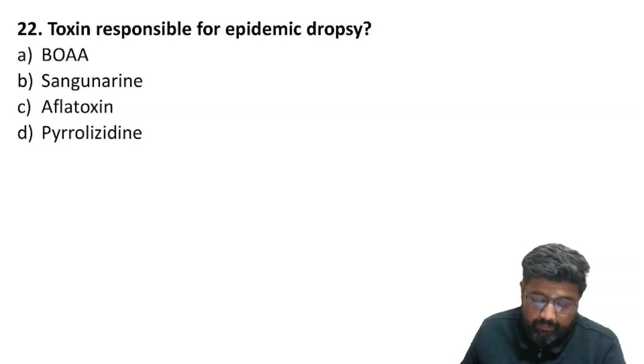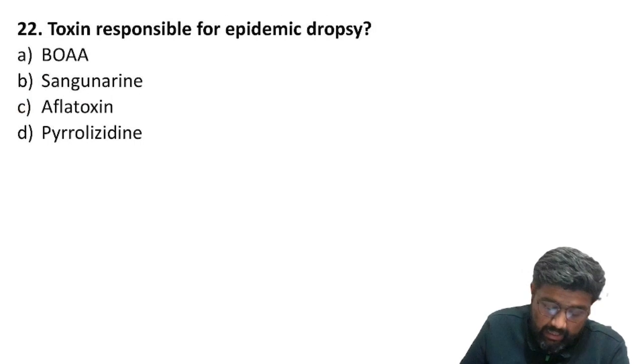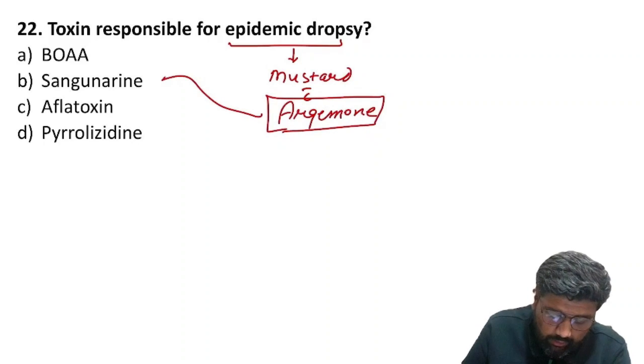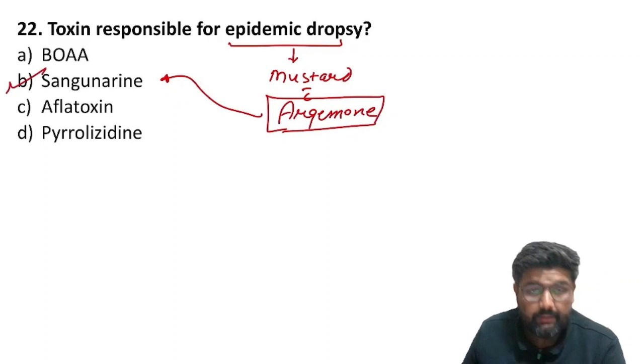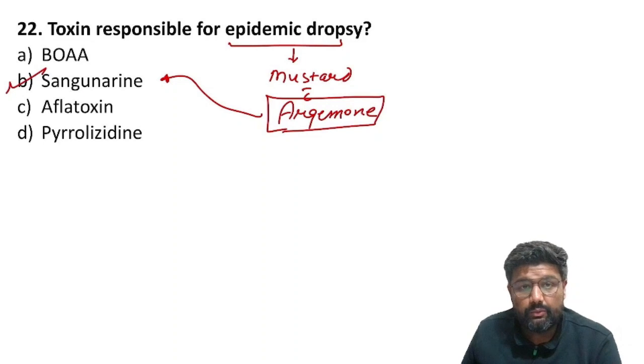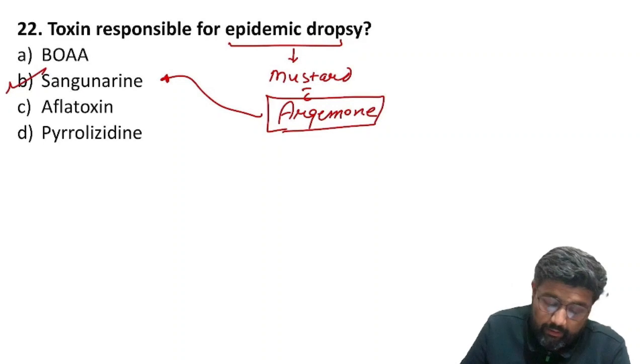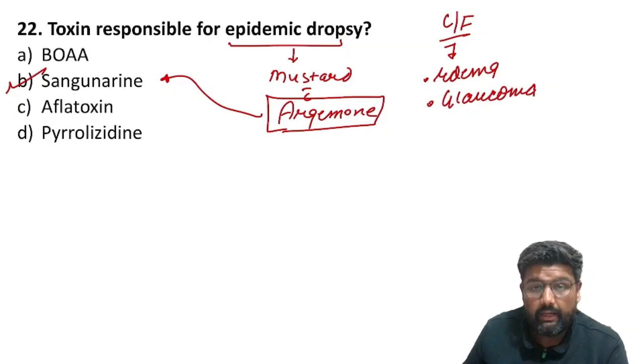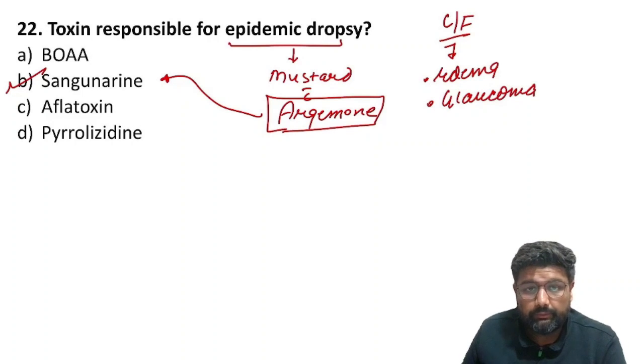Toxin responsible for epidemic dropsy. Epidemic dropsy happens when mustard oil is mixed with argemone oil. In the argemone oil, there is one toxin known as sanguinarine. The clinical features are edema, pedal edema, glaucoma.